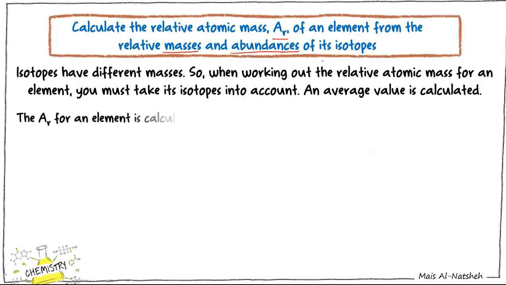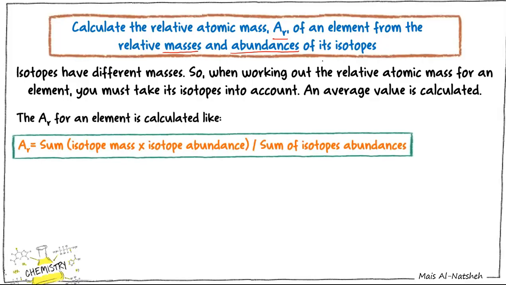You have to calculate the relative atomic mass. You have to do the following. Take the mass of the first isotope and multiply it by the abundance of the first isotope. Find the value and then add it to the mass of the second isotope multiplied by the abundance of the second isotope. Add it also to the mass of the third isotope multiplied by the abundance of the third isotope. Take the summation of all these values. Then divide it by the summation of all the isotopes' abundances.